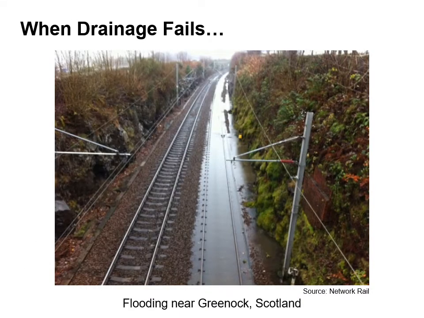When drainage provision fails, it can cause serious problems to the network. Here we can see some flooding near Greenock in Scotland. This picture was taken by Network Rail. It not only causes problems with the subgrade, but it also causes problems with signalling through the conductivity of the water affecting the track circuit.